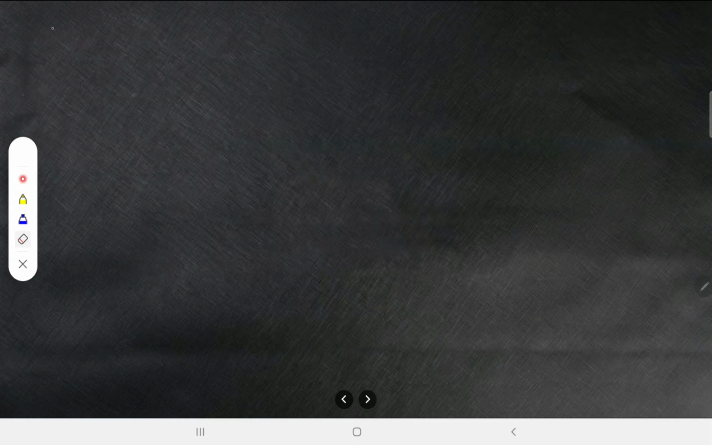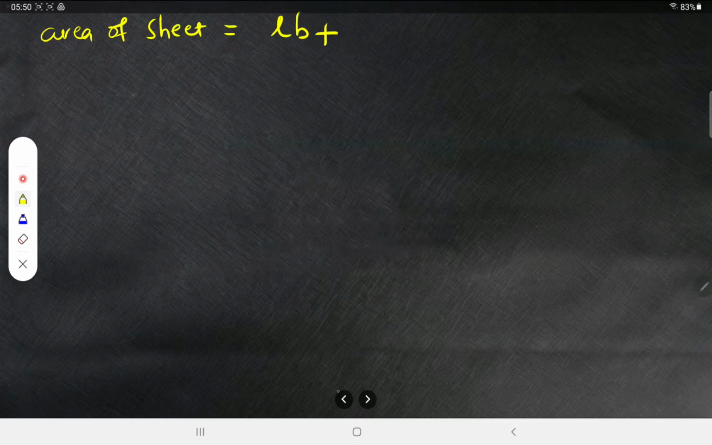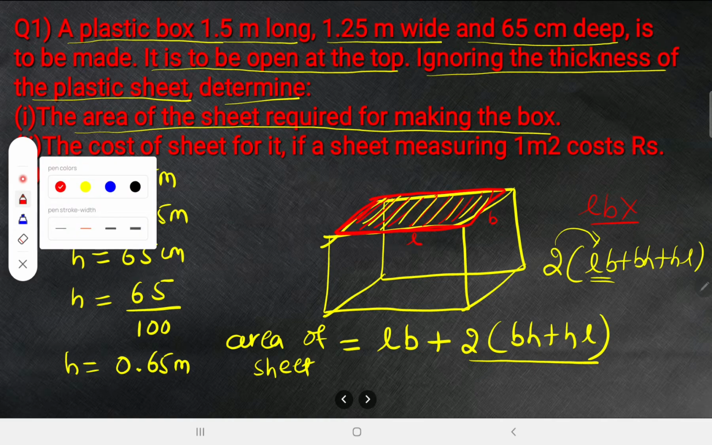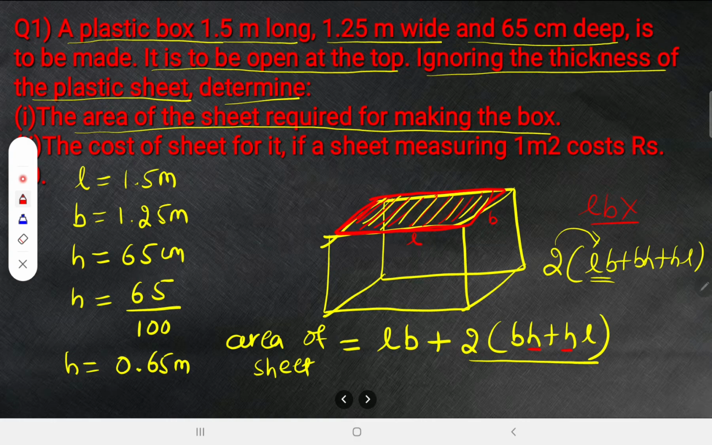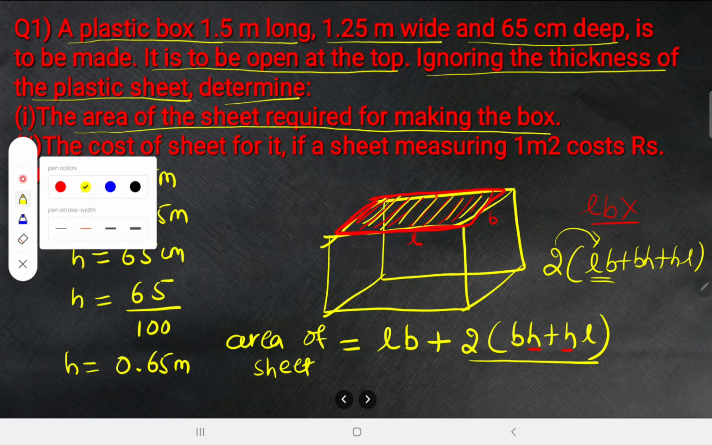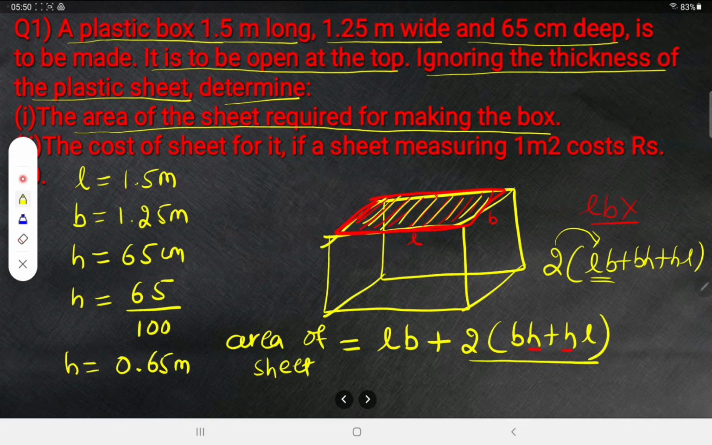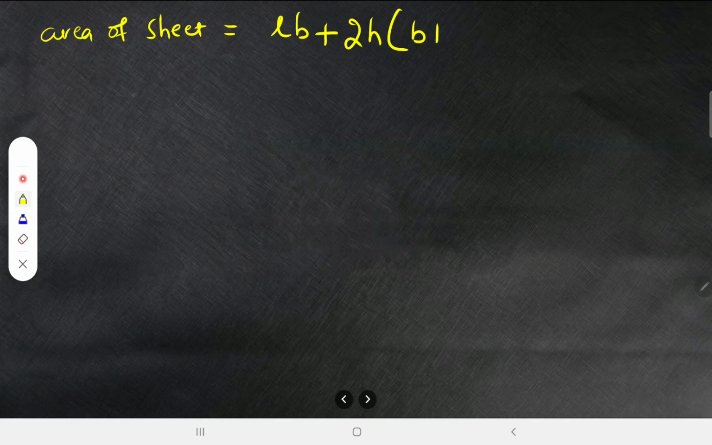Let's go into the next page, and let us write the area of the sheet. So what is that formula? That is LB, for sure, plus 2 bracket BH plus HL was there, no? In that, don't you think H is common? Look at this, H and H, you can definitely take that H common. If you take H common, 2 is there, and inside the bracket, B and L will be there. Now take H common, and B plus L will be there.